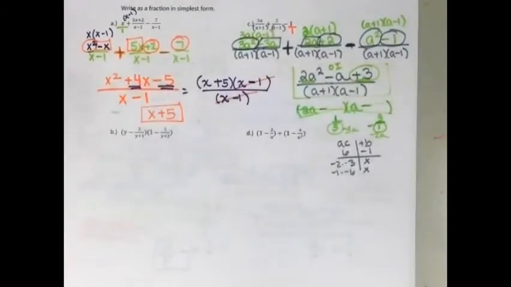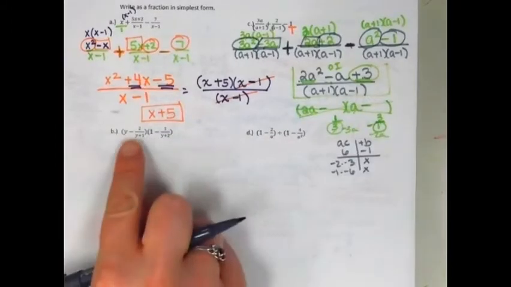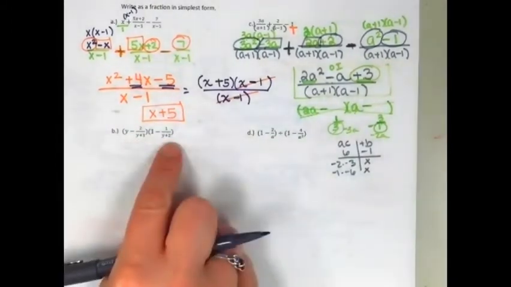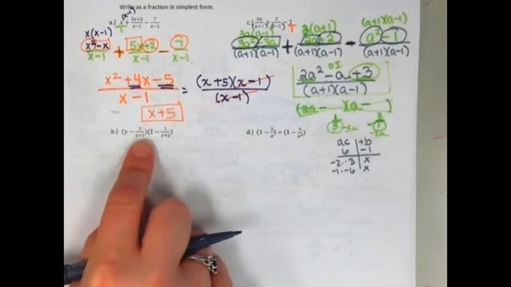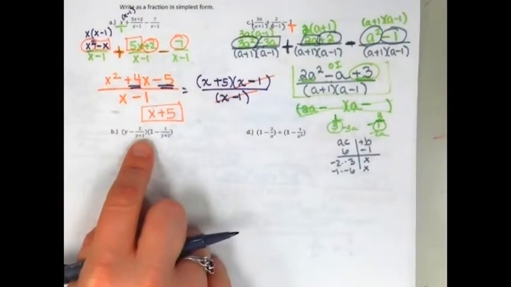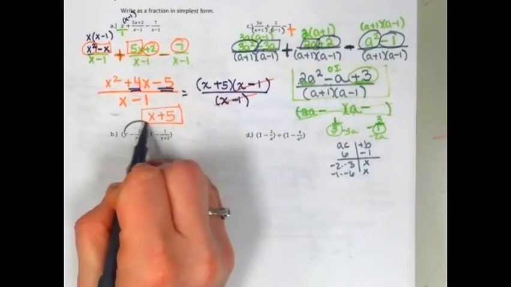B. What's different with B and D? Parentheses. Okay. What else? One multiplication and one's division. All the other ones we're adding and subtracting, right? If we have two quantities being multiplied, what do we always do? FOIL, right? This is in factored form, so we would FOIL it, right? So do we know how to FOIL? Yeah.